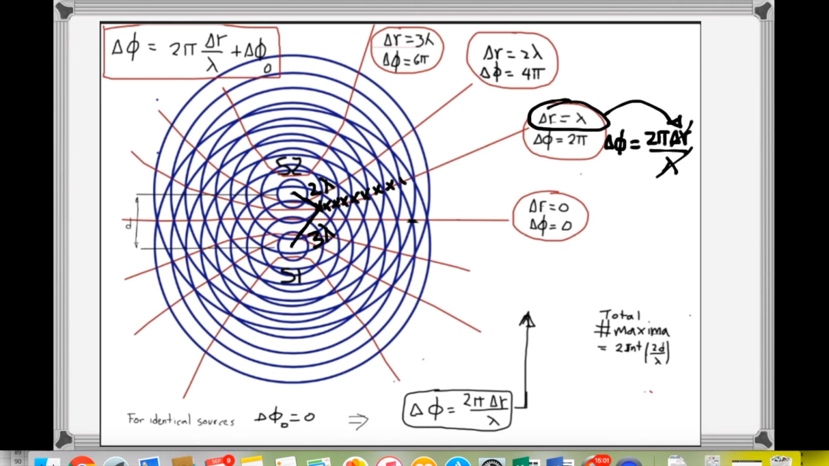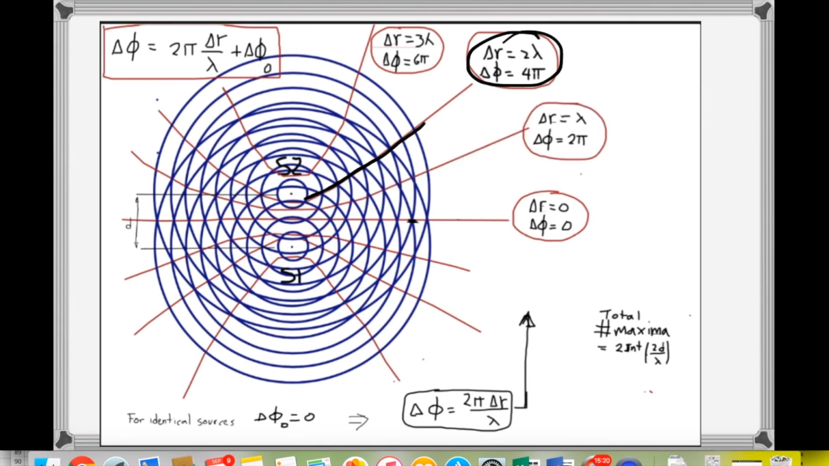So notice that each one of these lines where there is constructive interference can be characterized by a delta r which is a multiple of lambda, and by a difference in phase which is a multiple of 2 pi. The next line above that one can be characterized by a difference in path length of 2 lambda and a difference in phase of 4 pi. And finally, this other line over here will have a difference in path length of 3 lambda and a difference in phase of 6 pi.